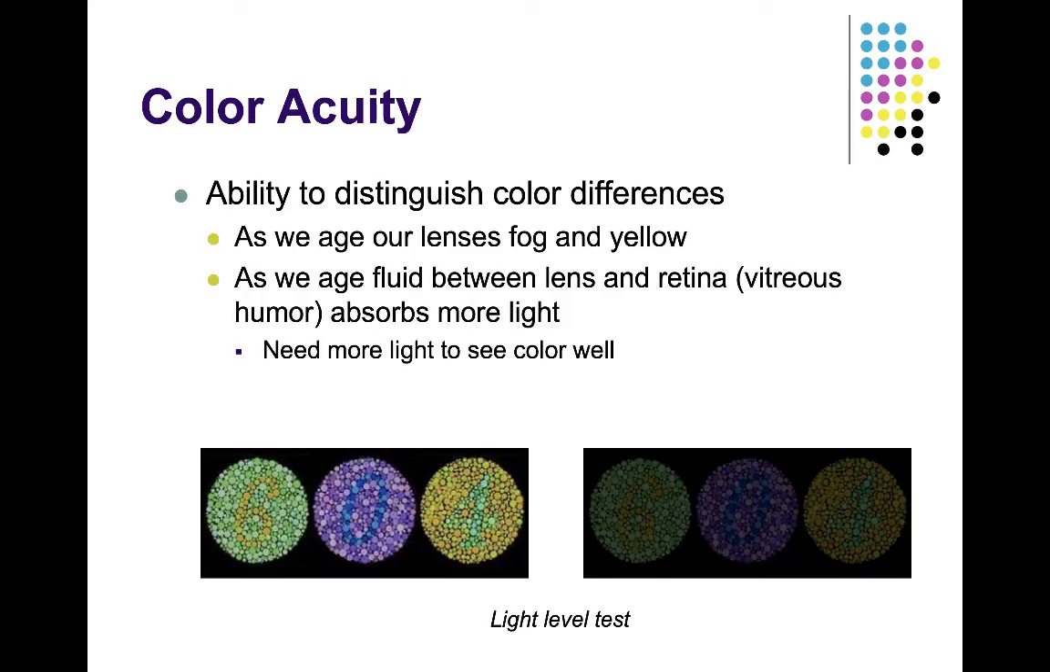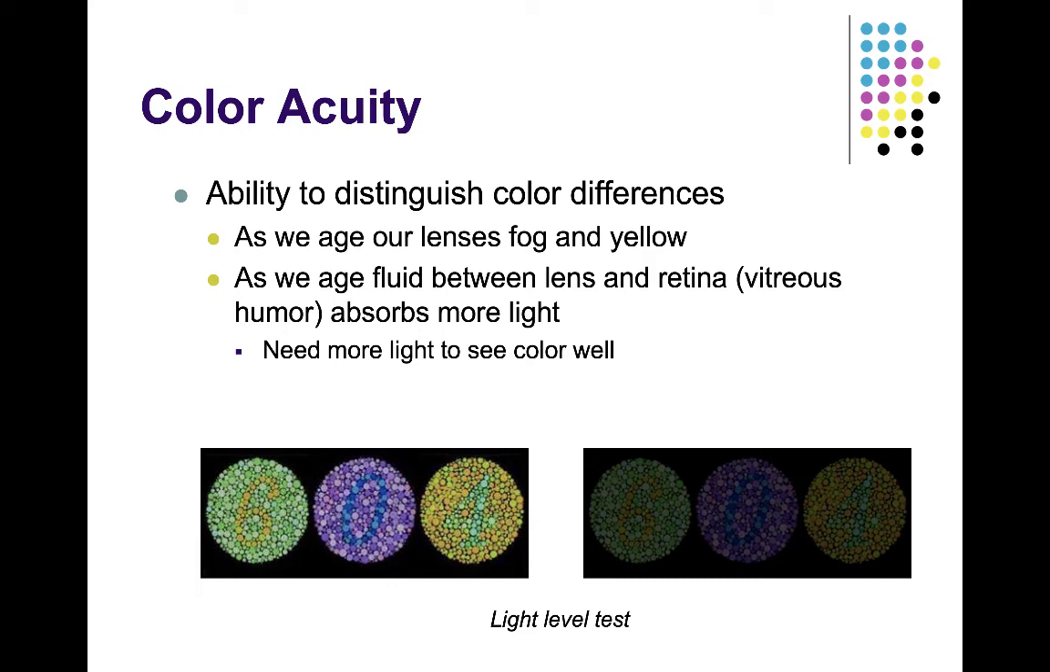The term color acuity refers to the ability to distinguish very slight color differences. And humans vary in this ability quite substantially. As we age, our lenses fog in yellow, and so our color acuity drops. Also, the fluid between the lens and the retina, called the vitreous humor, absorbs more light, and so we need more light to see well.